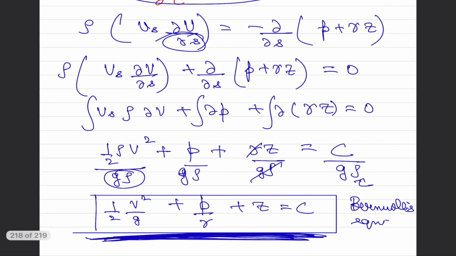And this makes sense, because if velocity is not changing, then between any 2 points we can write v1 square upon 2g plus p1 upon gamma plus z1 equal to v2 square upon 2g plus p2 upon gamma plus z2. And if v1 is equal to v2, because that is what we mean by uniform flow, our velocity term will cancel out and we would be left with just p1 upon gamma plus z1 equal to p2 upon gamma plus z2.